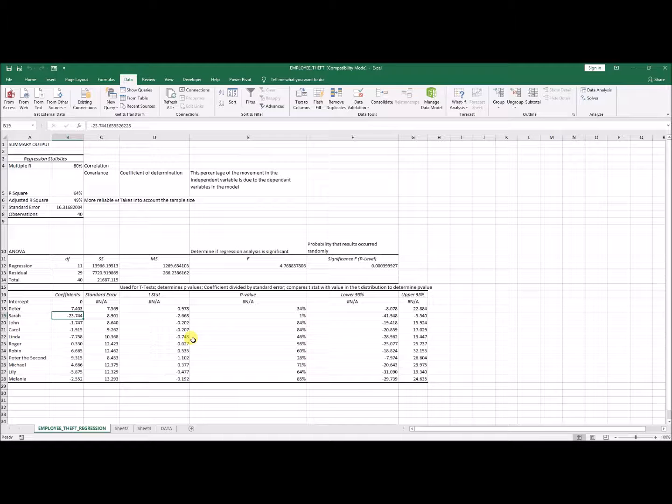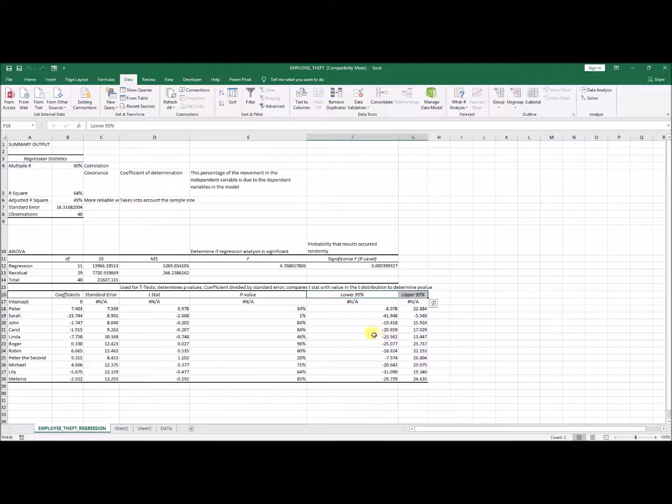The next important value is the p-value, and it's a percentage. What this represents is the probability that the coefficient occurred randomly. So there's a 34% chance that this figure just happened by chance. You can see all the figures are relatively large, and then we've got one very small number.